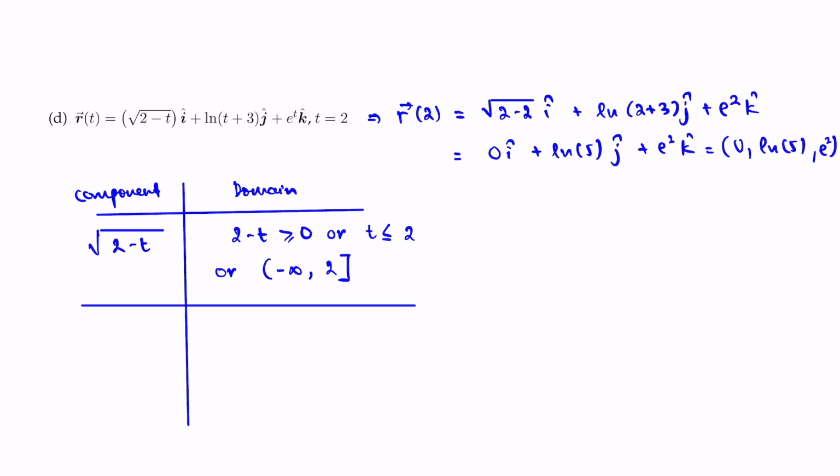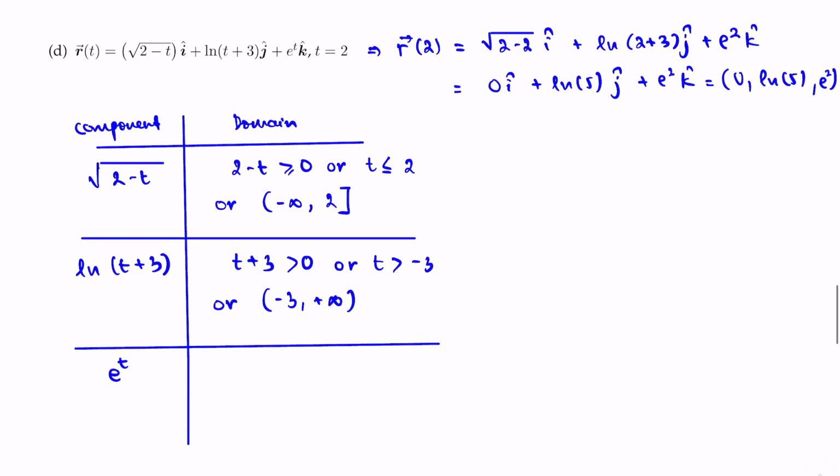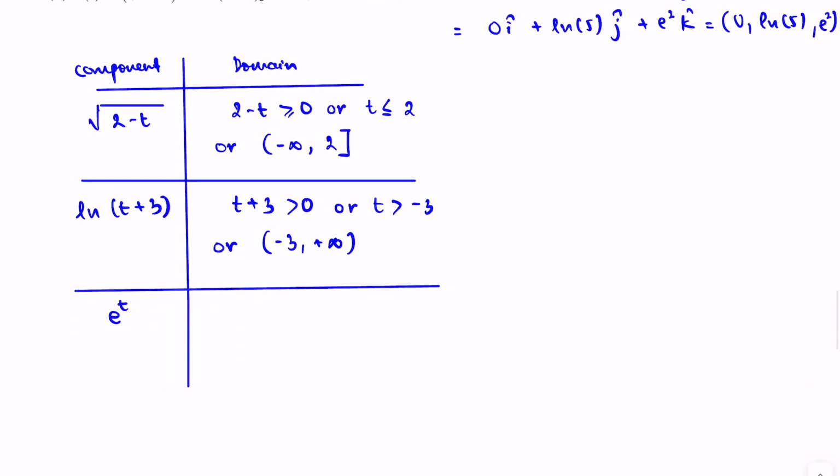Now for the second component, you have ln of t plus 3. That is t plus 3 greater than 0, or t greater than negative 3. In terms of the interval notation, you write negative 3 to positive infinity. And for the last component of the vector value function, you have e to the t. So for exponential functions, the domain is from negative infinity to positive infinity.